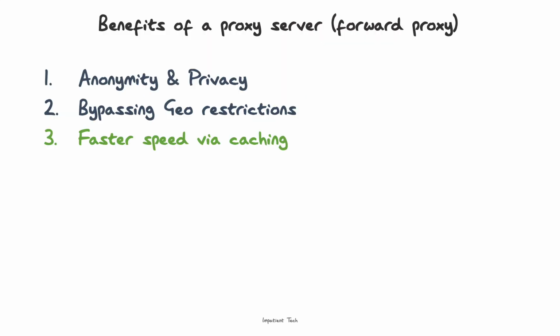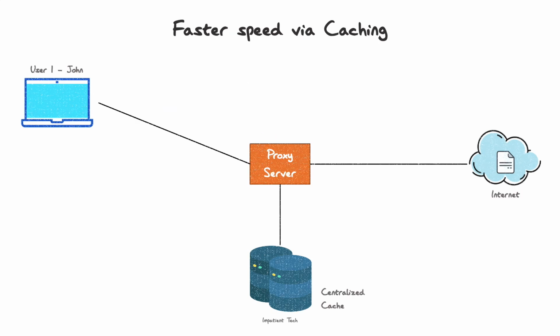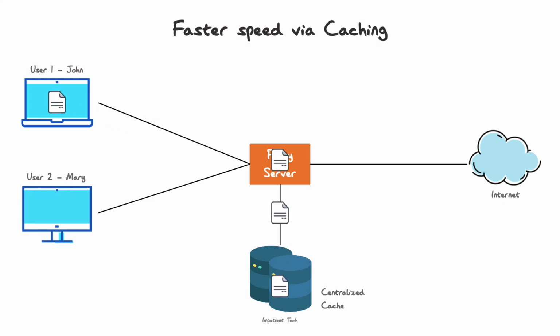Benefit number 3. Faster speed via caching. A proxy server can speed up resource retrieval and save bandwidth by caching frequently requested web pages, images, and other content in a centralized cache. When a user requests a web page, the proxy server retrieves it from the internet and stores a copy in the cache. If another user requests the same web page, the proxy server can retrieve it from the cache instead of requesting it again from the internet. This speeds up resource retrieval and saves bandwidth.